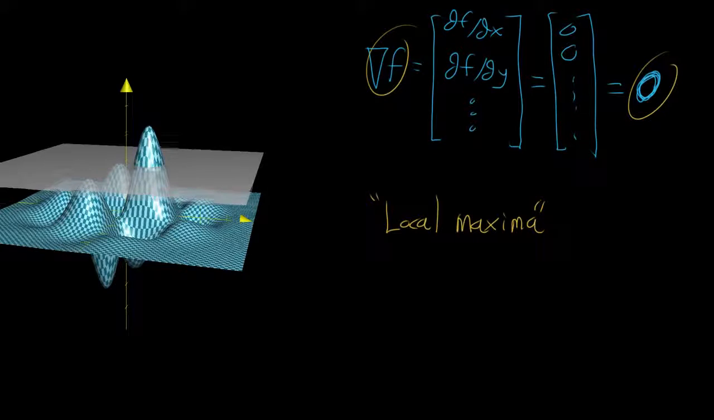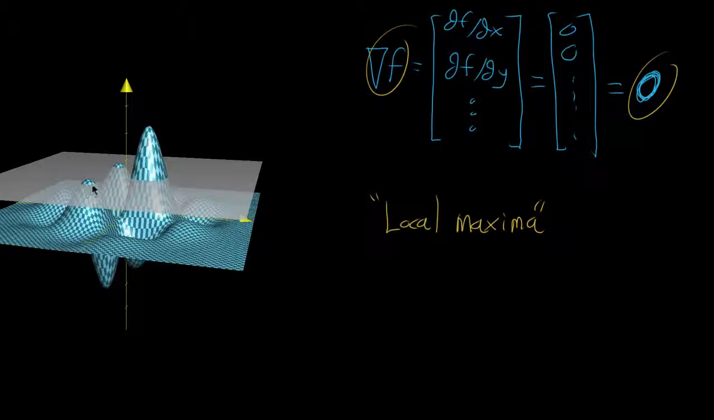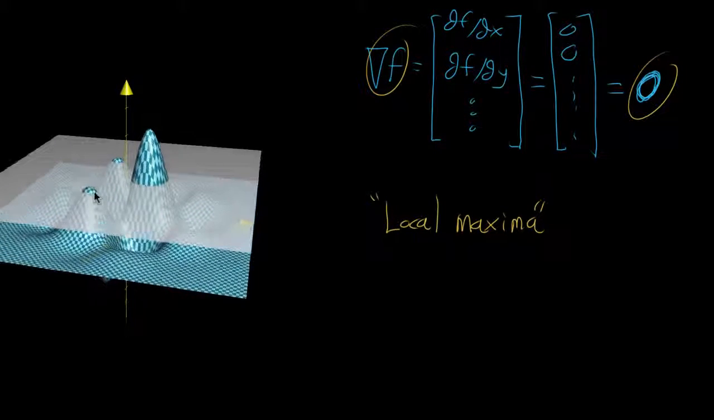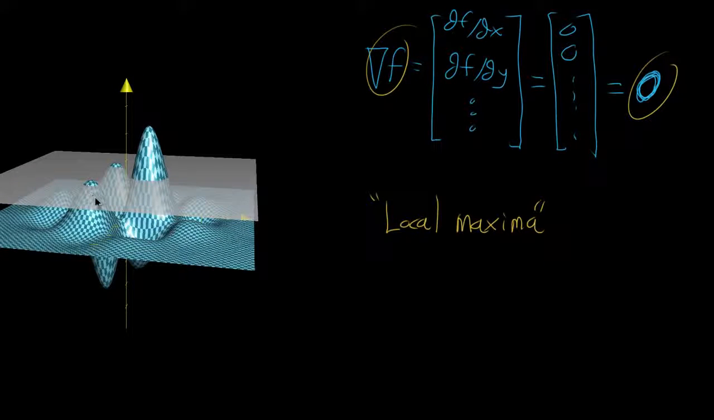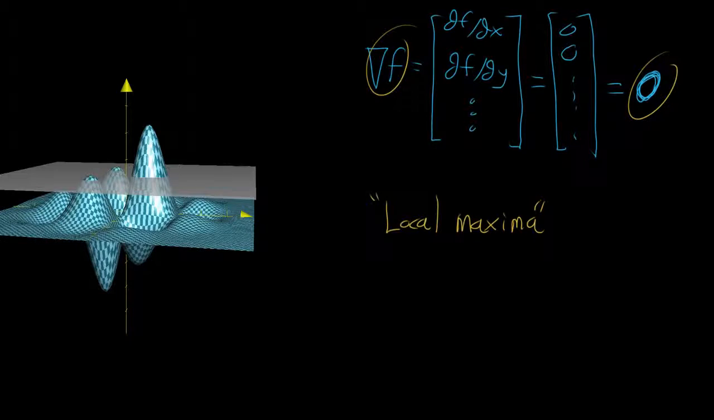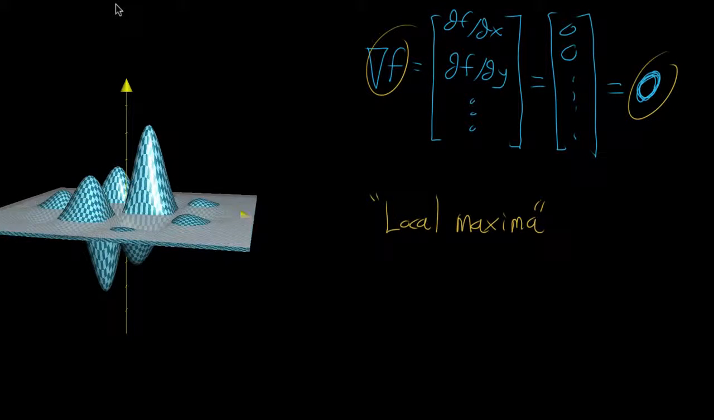But this will give you some other points, like the little local maxima here, the bumps, where the value of the function at that point is higher than all of the neighbor points. You know, if you walk in any direction, you're going downhill. So that's another thing you're going to incidentally pick up by looking for places where this tangent plane is flat.